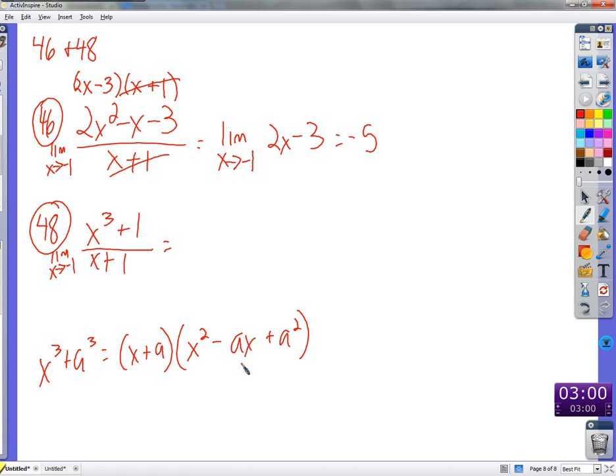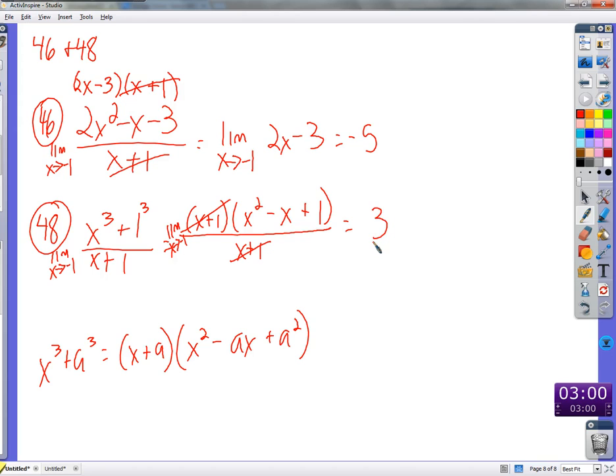So now we just fill in for x. Well, x is going to be x, and a is going to be what? 1, because this happens to be 1 cubed. So x plus 1 times x squared minus x plus 1, over x plus 1. Cancel those out. I should be writing limit, because the functions aren't equal to each other, just the limits themselves. Now that we've removed that hole, this is a new function, not the same as that function, but their limits are the same. We put in a negative 1: 1 plus 1 plus 1 is 3.